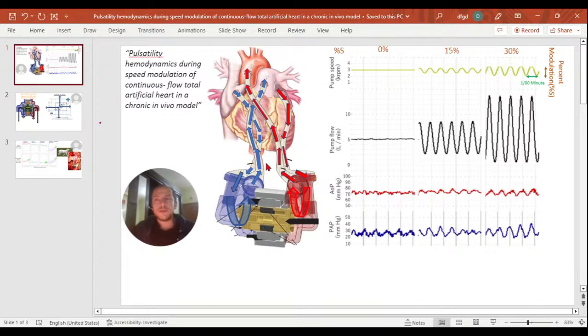Hello and welcome. So the article that we're going to be talking about today is called Pulsatility Hemodynamics during speed modulation of continuous flow total artificial heart in the clinic in vivo model.